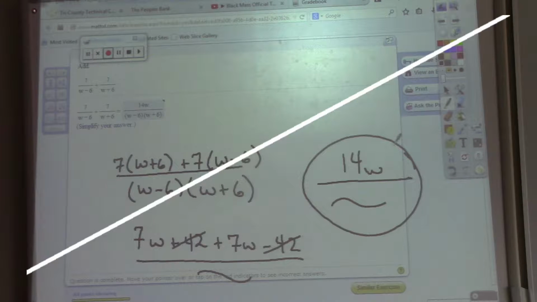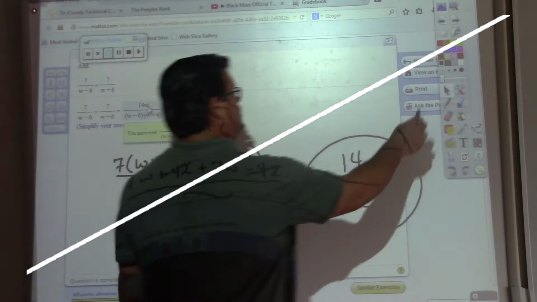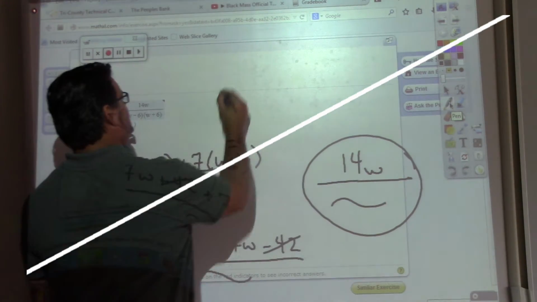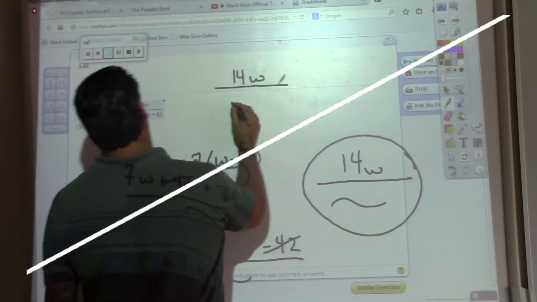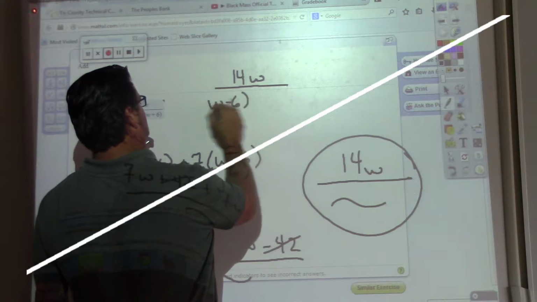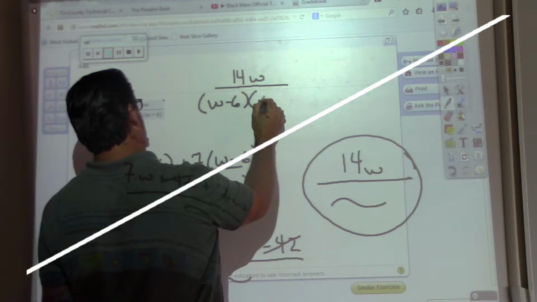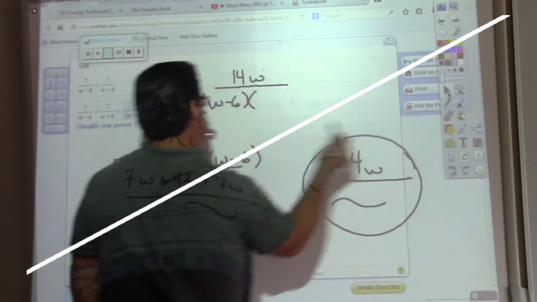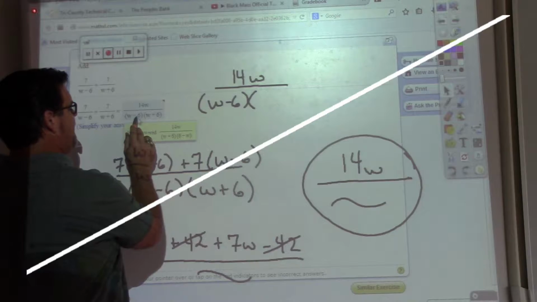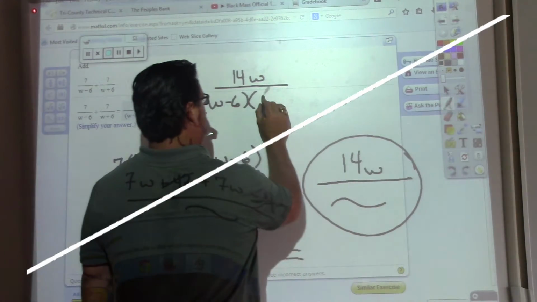Now she wrote, is this the same? Let's look and see what she put. Negative W plus 6 is not the same. That's negative W. And I'm just saying this because she asked me if it was the same. She has 14W over W minus 6, and then she has negative W. I think it was 6 minus W. Yeah, 6 minus W. That's not the same.